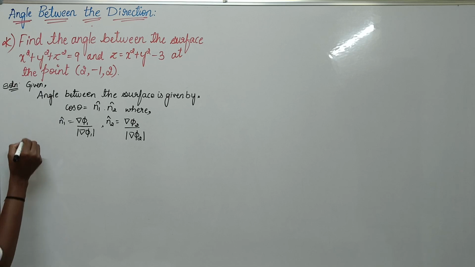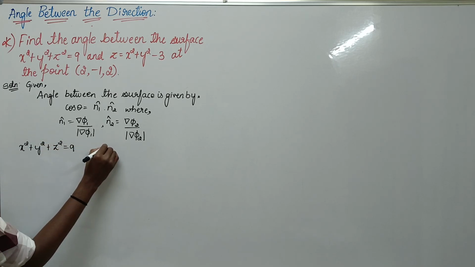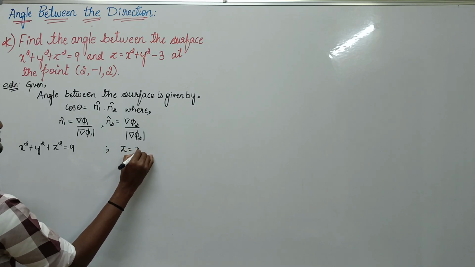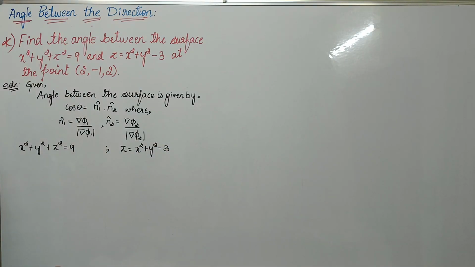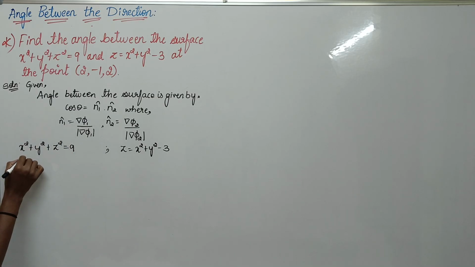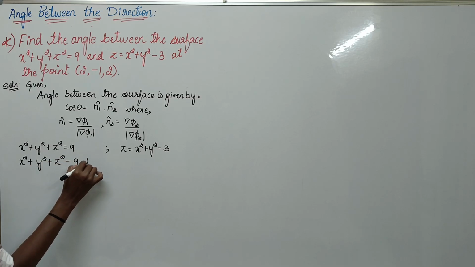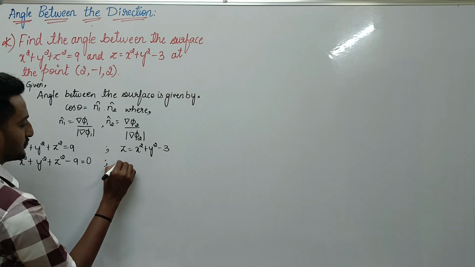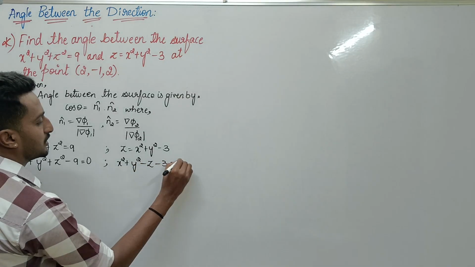How? First, let us consider the given conditions. The first is x square plus y square plus z square equal to 9, and the other condition is z equal to x square plus y square minus 3. To define the scalar function phi, the equation should be equal to 0. So I am going to shift from RHS to LHS: x square plus y square plus z square minus 9 equal to 0. Similarly, x square plus y square minus z minus 3 equal to 0.